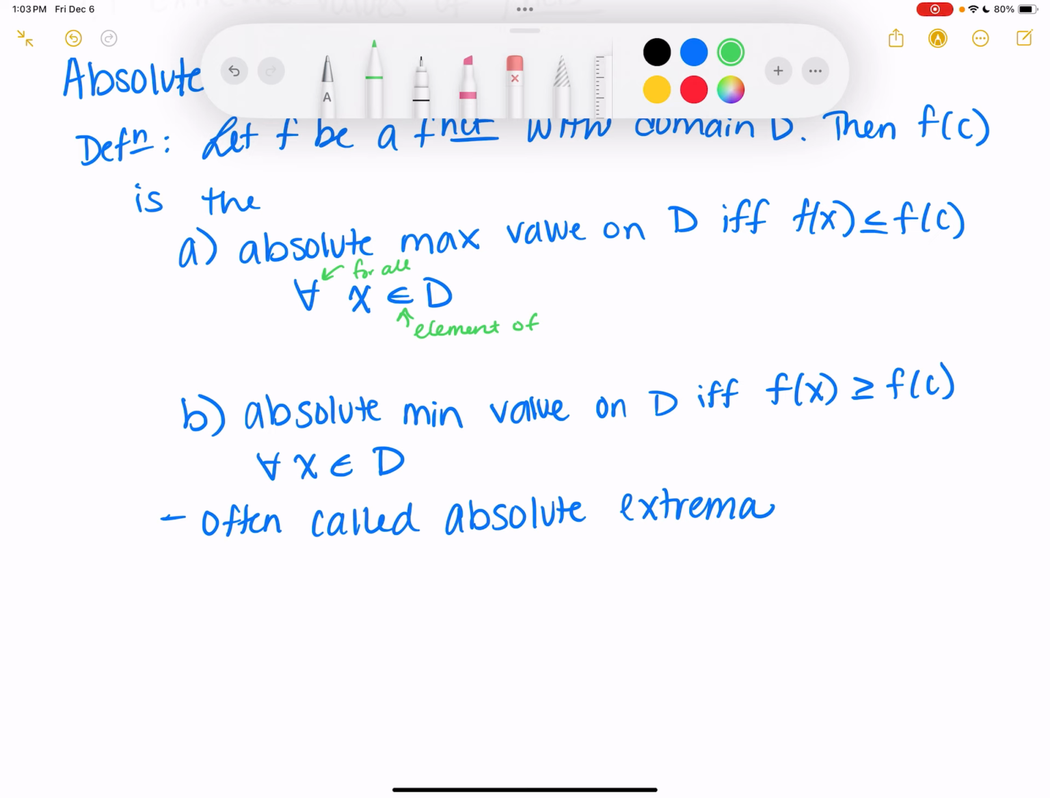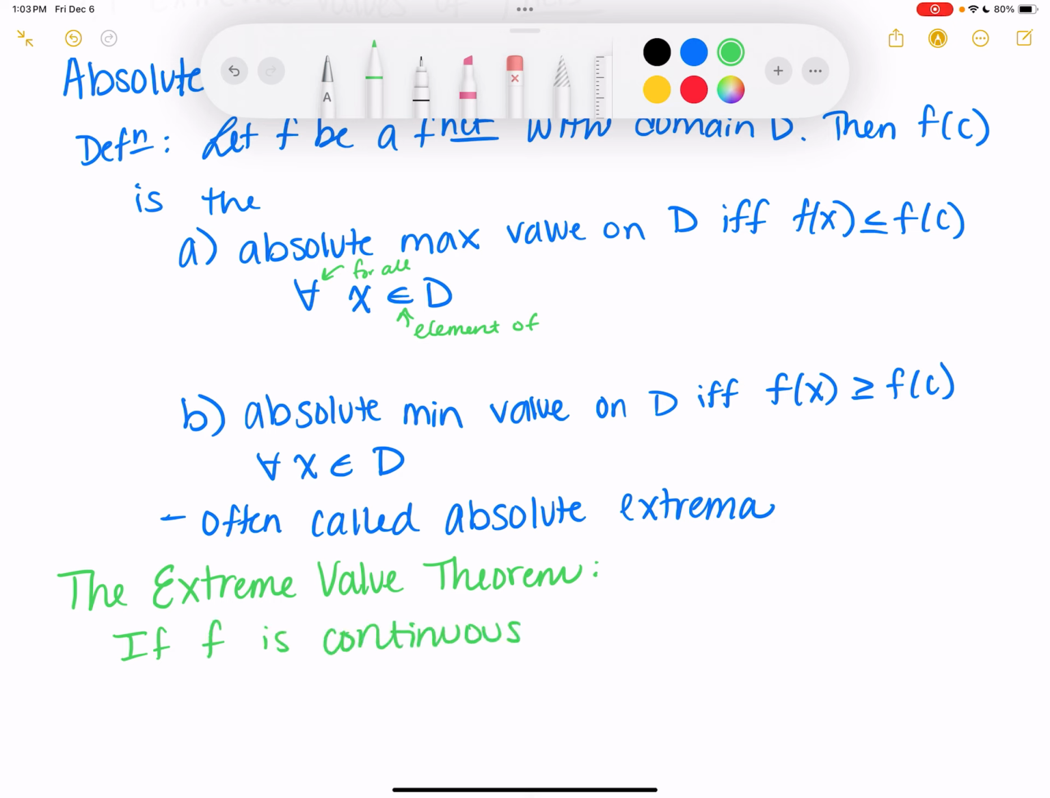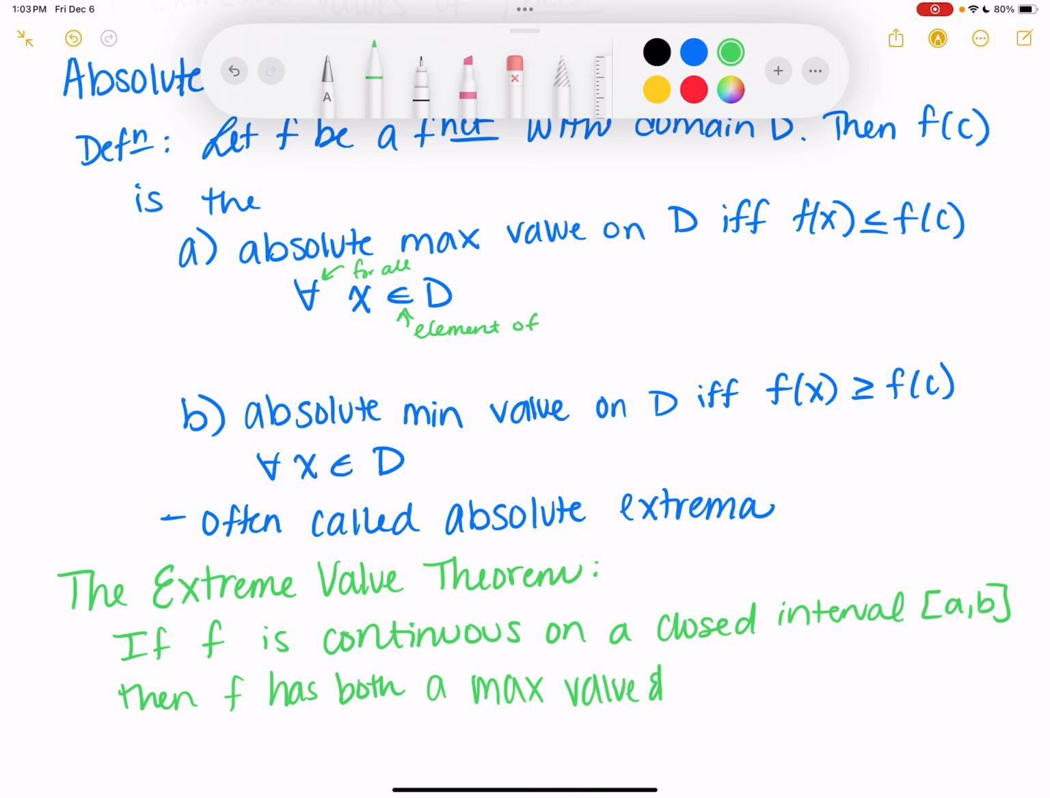So we have a theorem, it's called the extreme value theorem. And it says if f is continuous on a closed interval a to b, then f has both a max value and a min value on the interval.